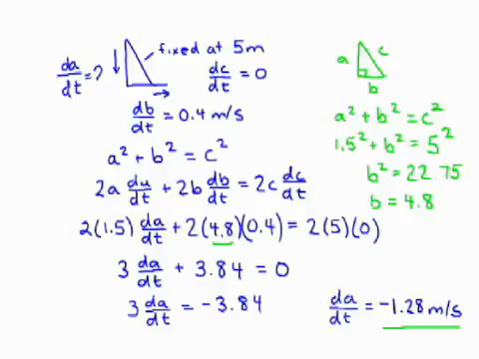One quick way to check if your answer is roughly in the ballpark is to take a look at the sign. In this case, we end up with a negative, and that's what we would expect because the length of side A is shortening as the ladder slides down the wall. So you would expect to get a negative rate of change, and we have in this particular example.